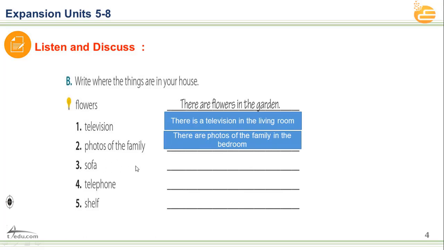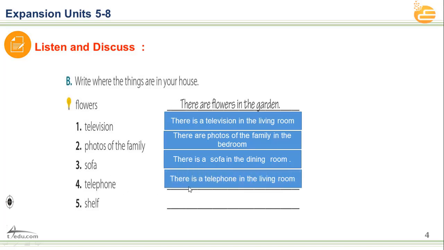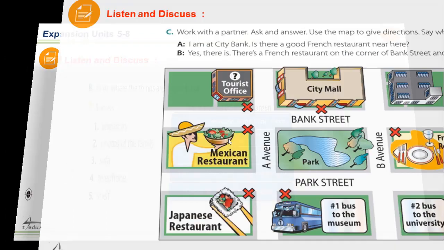Sofa. Where can we find a sofa? There is a sofa in the dining room. Some people put it in the kitchen. Some people put it in the bedroom. Some people put it in the hall. It depends on the houses. Telephone. Where can we find the telephone? There is a telephone in the living room. Shelf. I can't find the shelf in the kitchen. This is about my home.